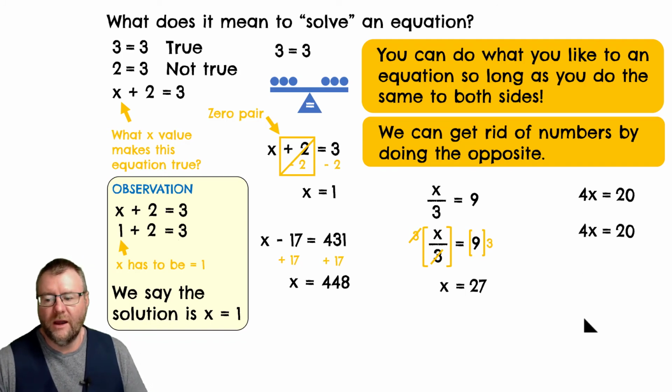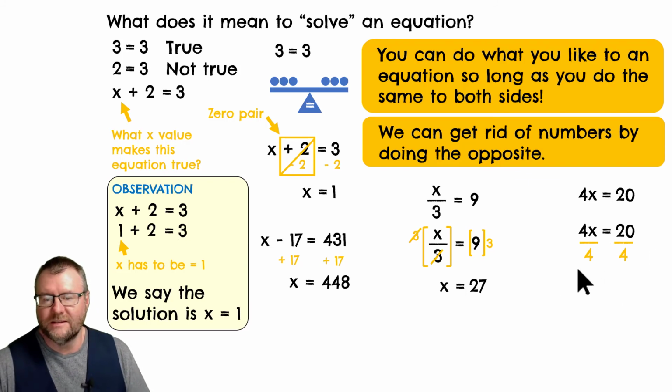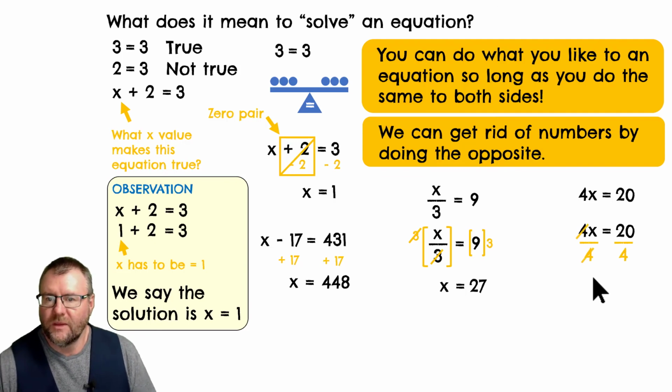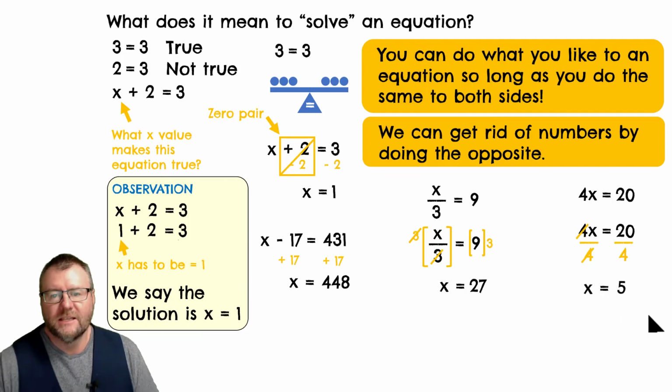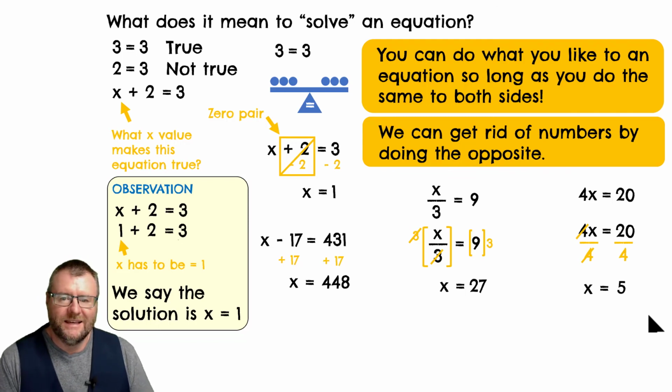So I'm going to write that out and divide the left-hand side by 4, but I have to do the same on the other side as well. So I'm dividing both sides by 4, and just like we had in the previous example, I've now got a common factor of 4 on the top and bottom that I can cancel out, which just leaves me with the x on the left-hand side. 20 divided by 4 is 5. So we've now got a solution. The solution to make that true was x equals 5.